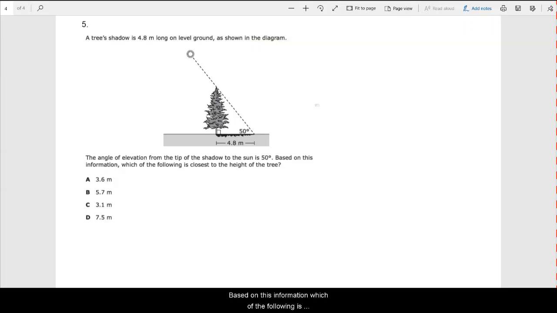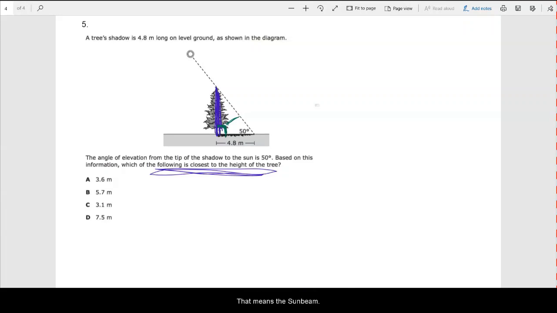Based on this information, which of the following is closest to the height of the tree? So we're looking for a side of our triangle. Let's go ahead and label our triangle and indicate our angles. The first thing we're going to do is identify our hypotenuse. Ideally the tree forms a right angle with the ground, so that's what we're going to assume.